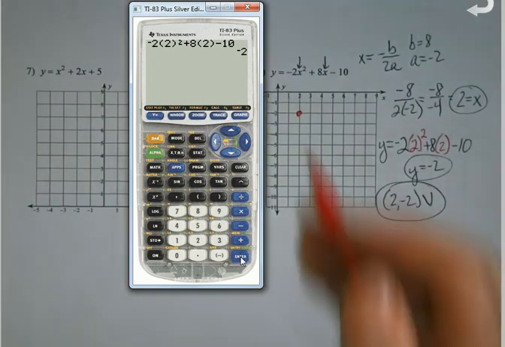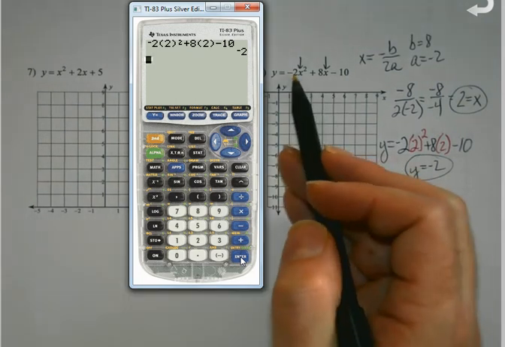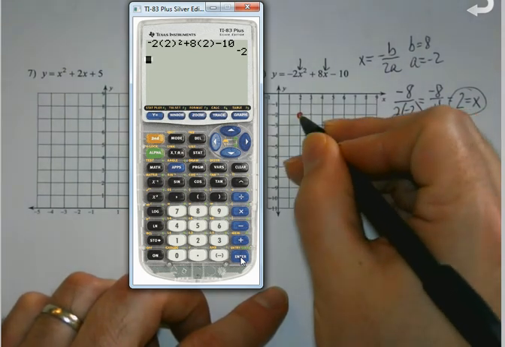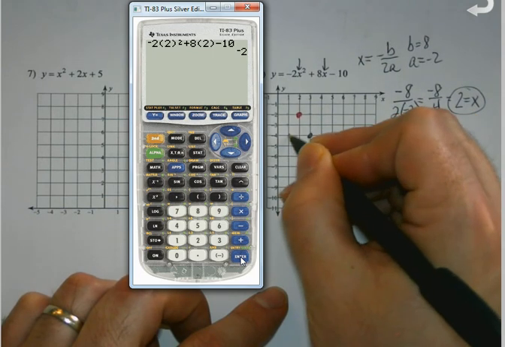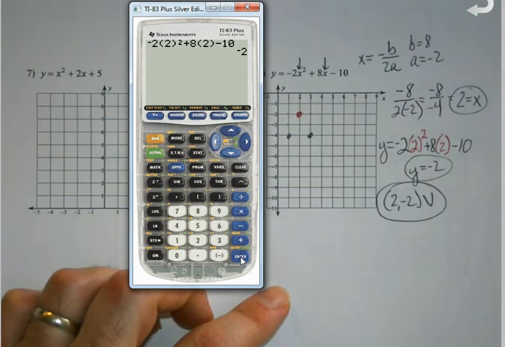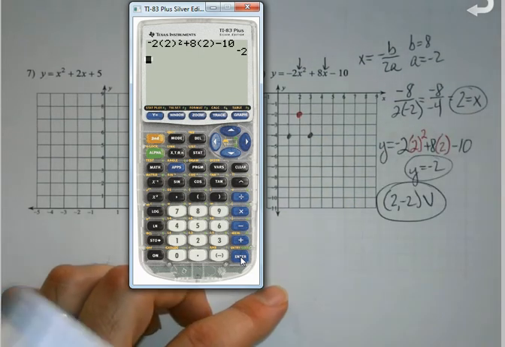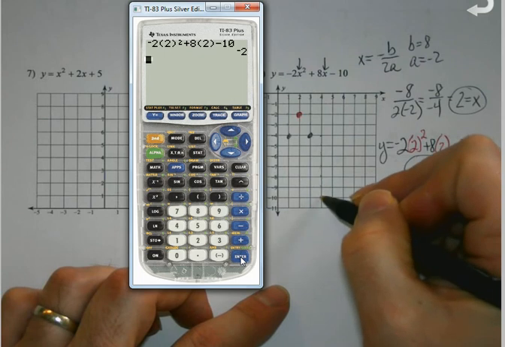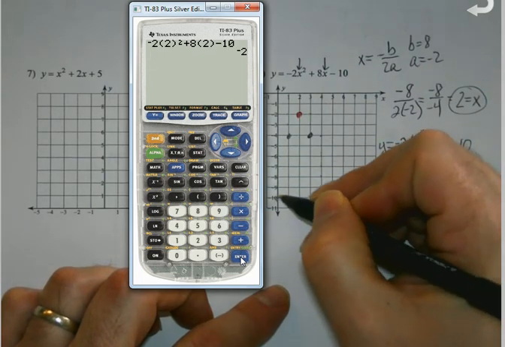I see it opens down by the negative. But remember, since my a value is 2, instead of going over 1 and down 1, I'm going over 1 and down 2. Over 1 and down 2. And instead of going over 1 and down 3 for my next, I'm doing twice as much. Over 1 and down 6. Over 1 and down 6.